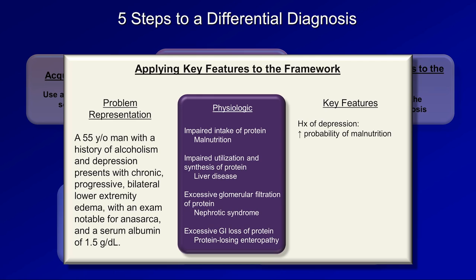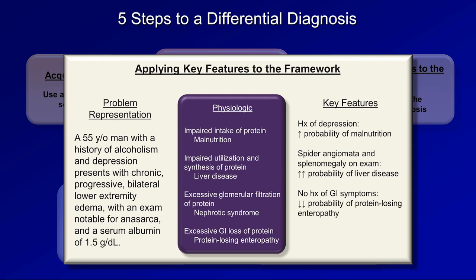If key features also included the presence of spider angiomata and splenomegaly on exam, that would dramatically increase the likelihood of liver disease. If the patient has no history of GI symptoms, particularly diarrhea, that would dramatically decrease the probability of protein-losing enteropathy, as all pathologies that cause this general diagnosis also lead to diarrhea and a host of other symptoms. And if the key features included a UA without any proteinuria, that would be definitive enough evidence as to completely rule out nephrotic syndrome from the differential altogether.